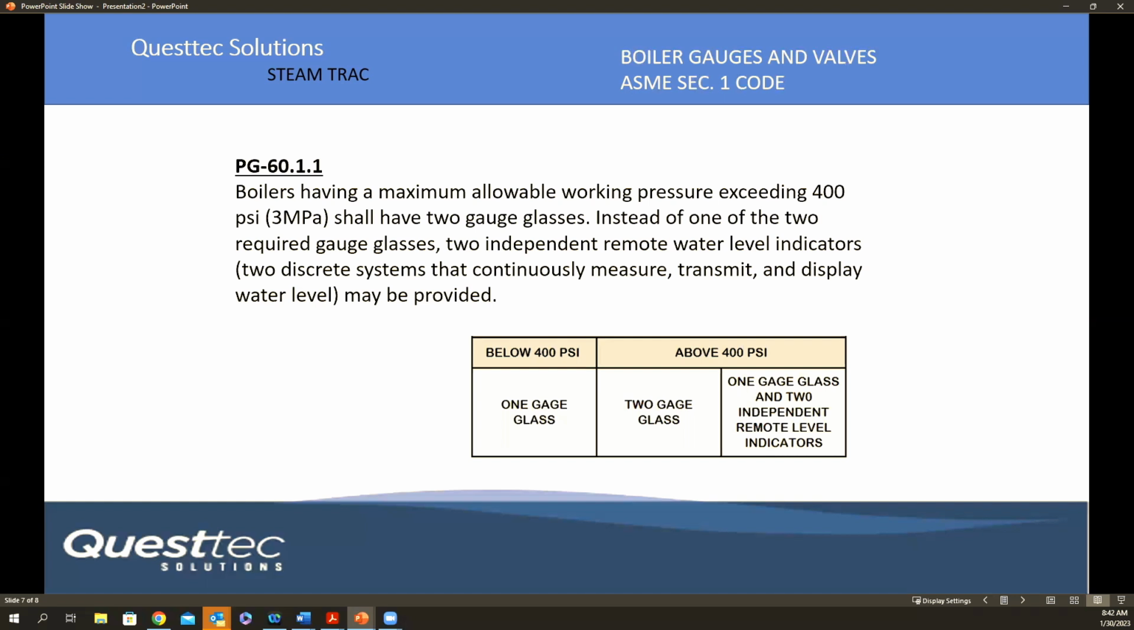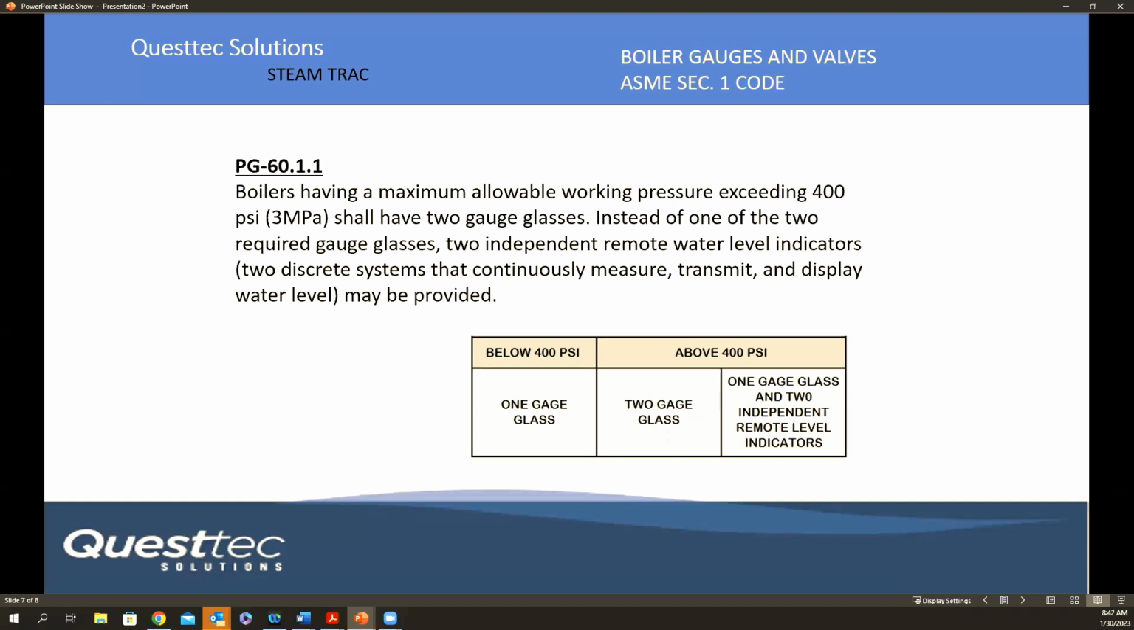If we're above 400 pounds working steam pressure, and you have a customer who has 2 direct reading sight glasses, and this is a really common complaint I see in the field, they're constantly having to repair sight glass. It's taking up maintenance time, man hours, costing money, and it's just a frustration that many end users don't want to deal with.